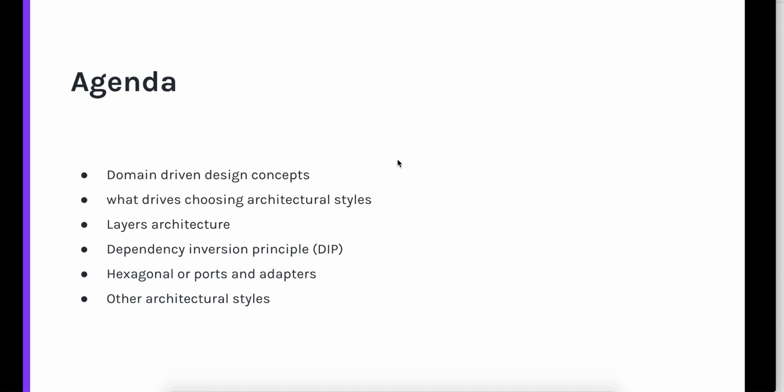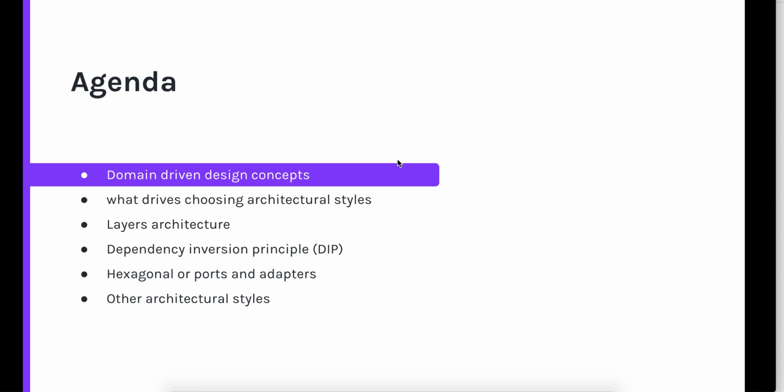So I'll just go through the agenda for today. I will basically talk about domain-driven design concepts, then I walk through what drives choosing an architectural style. Then I go to the layered architecture, and after that I will talk about an improvement on the layered architecture, which is called the dependency inversion principle. And finally, I talk about hexagonal or ports and adapters, and I list other architectural styles that could be useful in different scenarios. So let's get started.